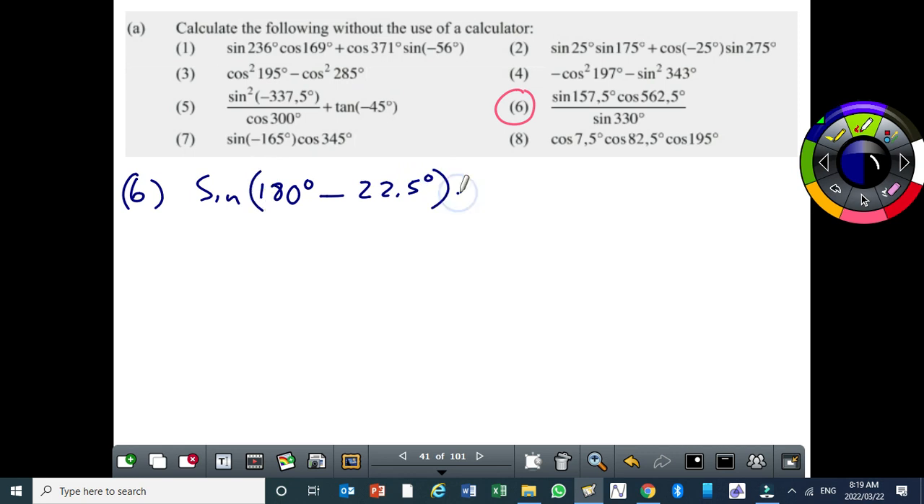Right? Then 562.5 degrees. It's an angle which is more than 360. So we have to subtract 360 from it. If you subtract 360 from that, you are going to get cos of 202.5 degrees. Right? I'm going to simplify it.